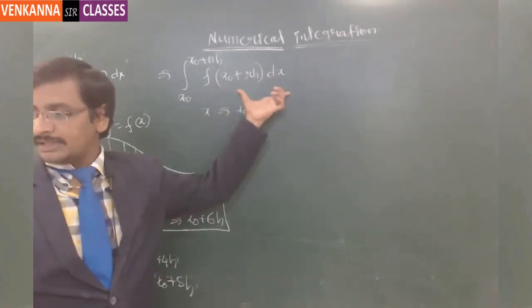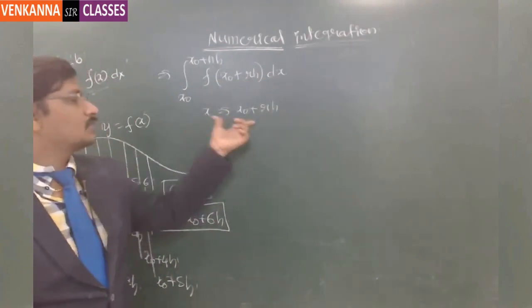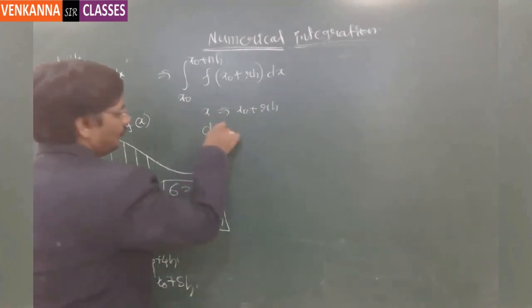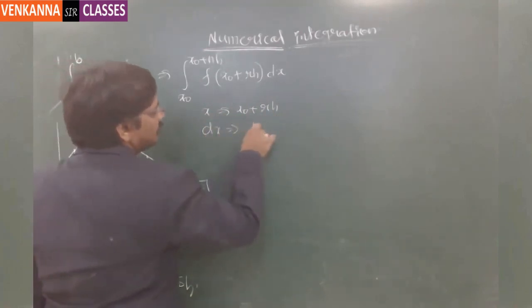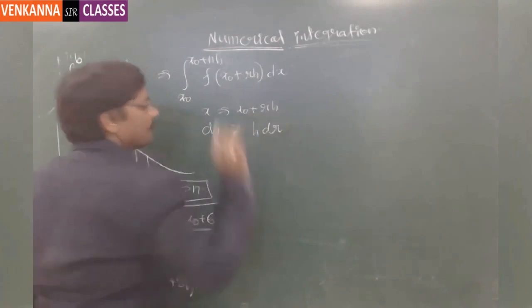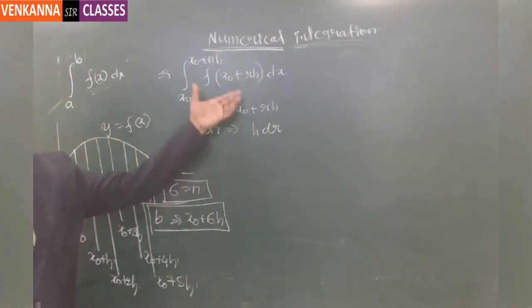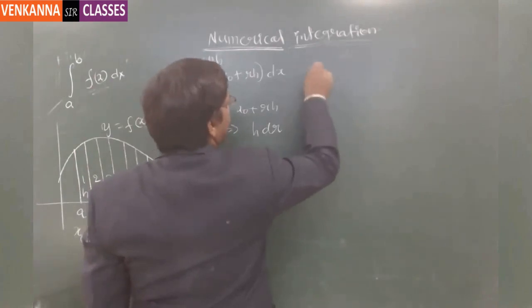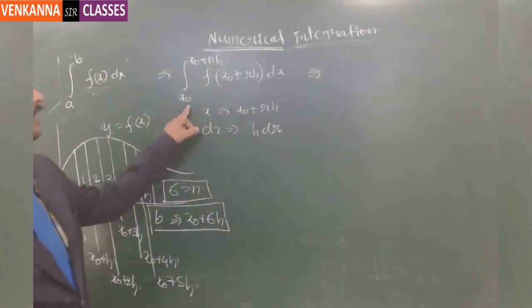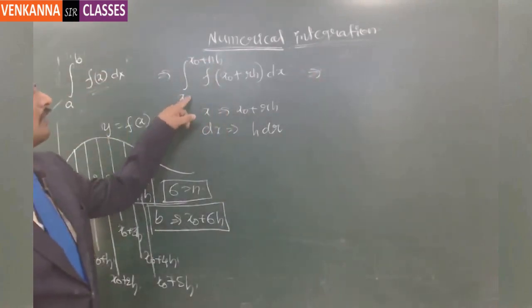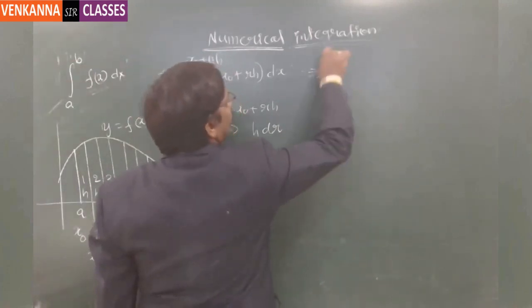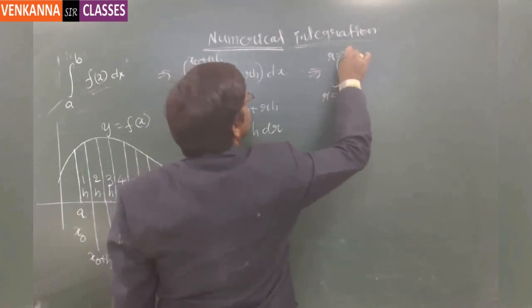To calculate this integration, you can substitute x equal to x0 plus rh. So dx is equal to h times dr, by the substitution method. And for the limits, at the lower limit r becomes 0, and at the upper limit r becomes n.